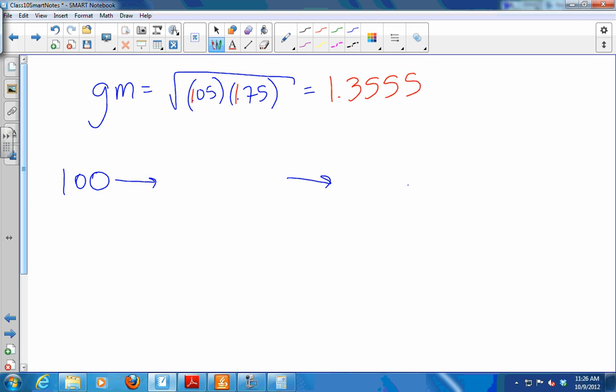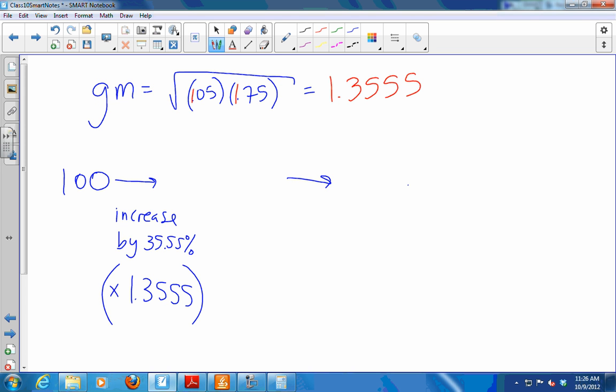So we start with 100 students. We increase by 35.55%. That is, you multiply by 1.3555. Where do you get rid of the 1 then? No, when I say increase by 35.55%, to do that, you multiply by 1.3555. 100 students times 1.3555.